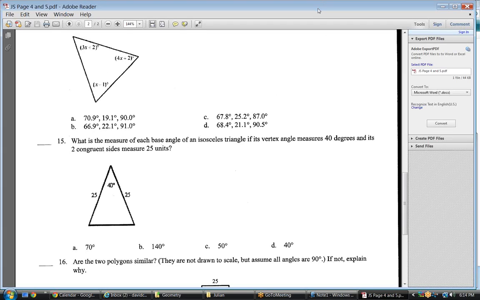Now how come you don't see that answer anywhere there? I remember us talking about this last time. No, what do you get for x? 22.125. Okay. So what is this angle here? The bottom one. 21.125. There you go.